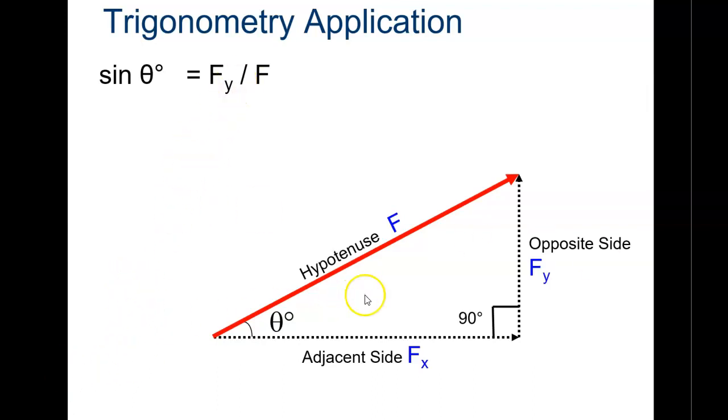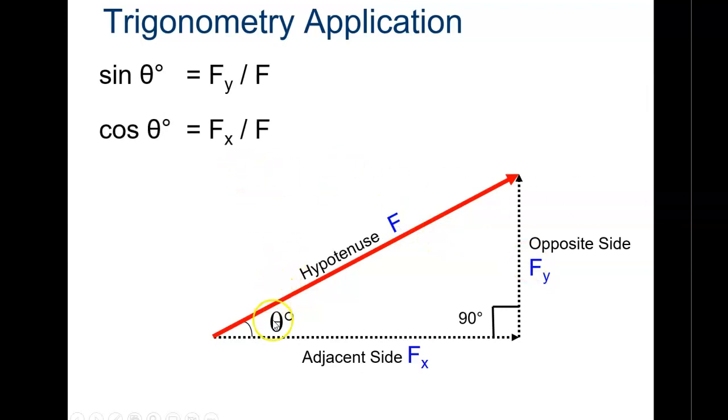So we're just going to look at sine. Remember, it's SOH, S-O-H. So the sine of angle theta would be equal to the opposite, which is f of y, divided by the hypotenuse, which is f. Can you see that? Sine is f of y divided by f.